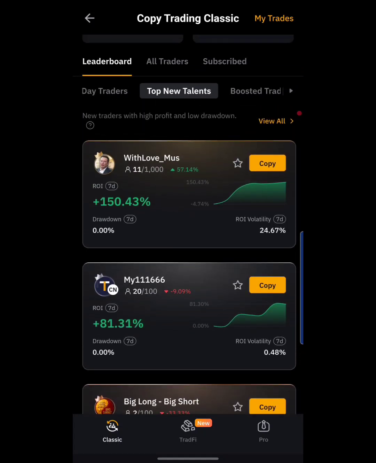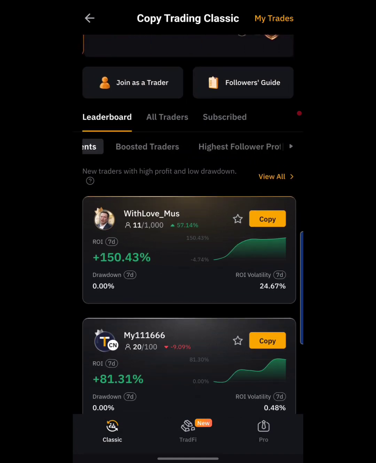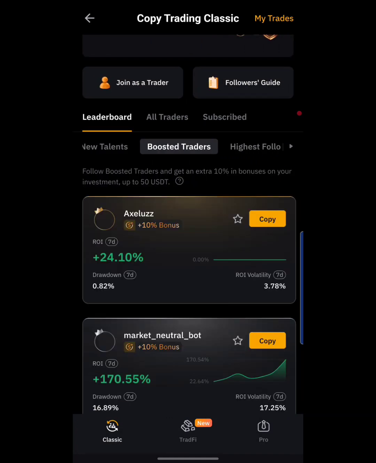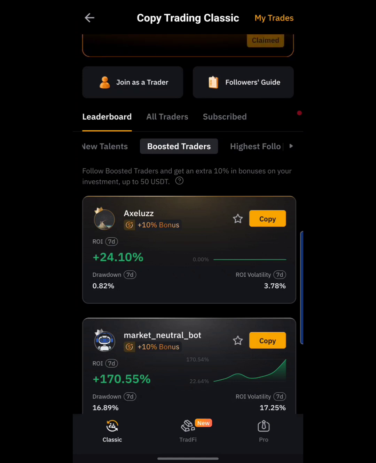Okay, so guys, basically these are the rest of the traders right here who also fall into the category of top new talent traders. Okay, so the next right here are the boosted traders. Okay, so guys, the boosted traders right here are based on incentive, and when you actually follow a boosted trader, you get an extra 10% in bonuses on your investment of up to 50 USDT. Okay, so that is basically what the boosted traders are.